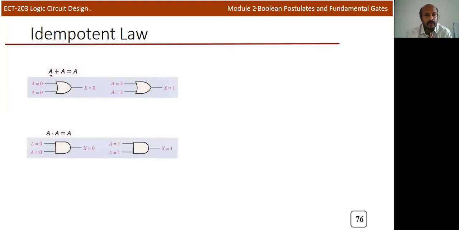And next one is idempotent law. If you perform OR operation with the same variable, a plus a, you will get exactly the same. For example, a is equal to 0, here also 0, so output will be 0. If a is 1 and here also 1, output will be 1. And if you perform AND operation, you will get exactly the same. If you perform a and a, you will get a. So if both inputs are 0, output is 0. If both inputs are 1, output is equal to 1. Okay, this is idempotent law.